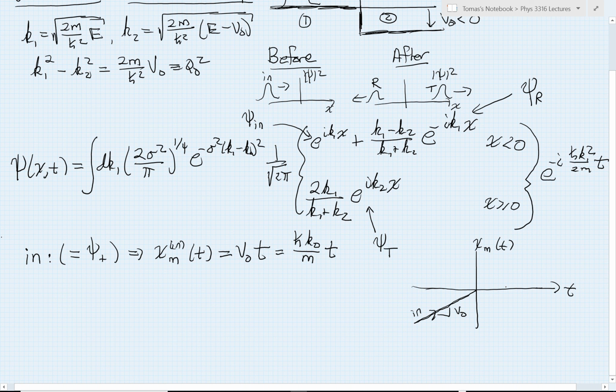Now, how about the reflected piece? This is going to be a little bit different. It comes, again, ultimately from here.